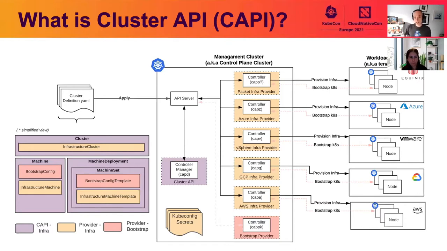So within the management cluster, you can see the color-coded representations of the various controllers for the different providers and also Cluster API itself. When a cluster is provisioned, essentially, it will also store a kubeconfig for that cluster within the management cluster, and you can then use that to connect to the newly created cluster.